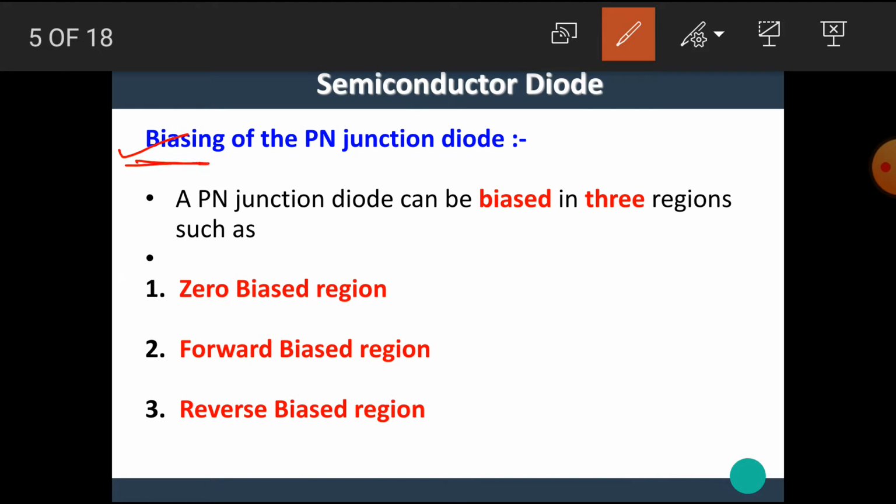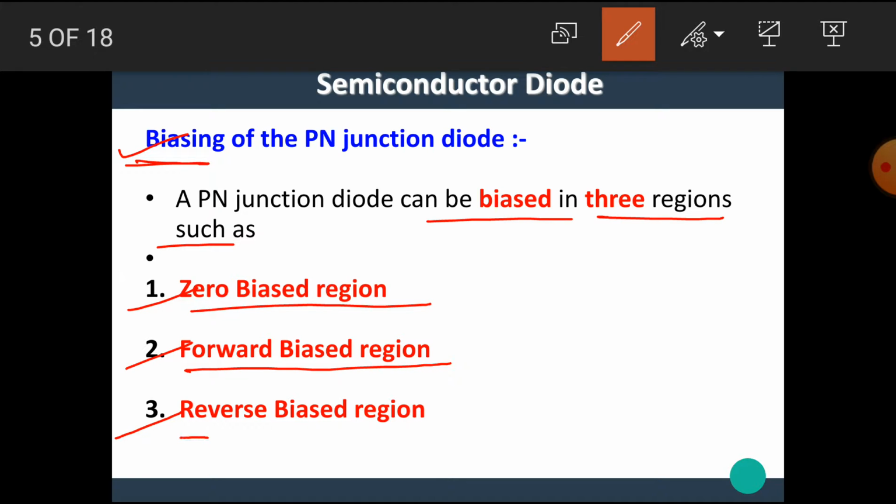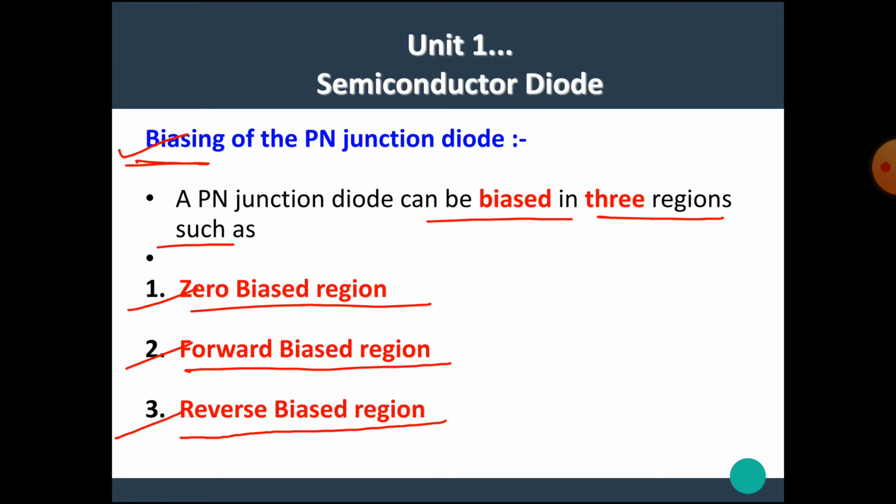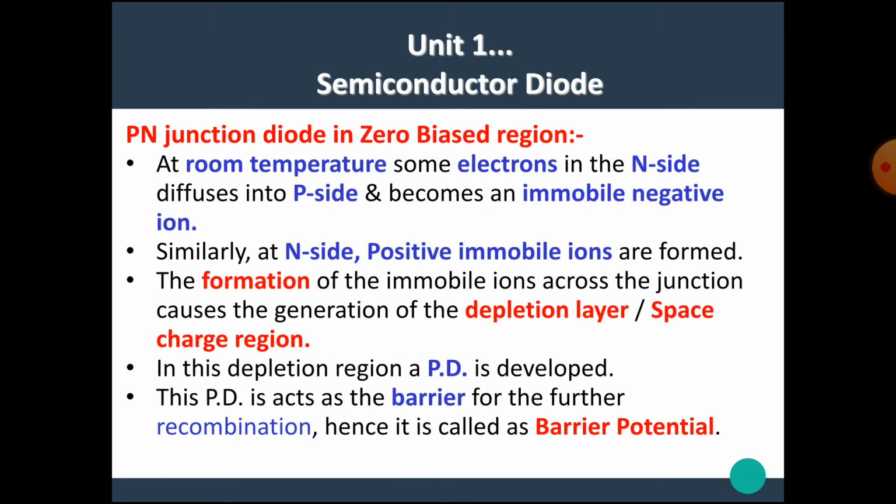What is meant by biasing? Biasing means to give it a power supply. A p-n junction diode can be biased in three regions: zero biased region, forward biased region, or reverse biased region. We can also call them zero bias mode, forward bias mode, and reverse bias mode. Let's see the description of each one by one.